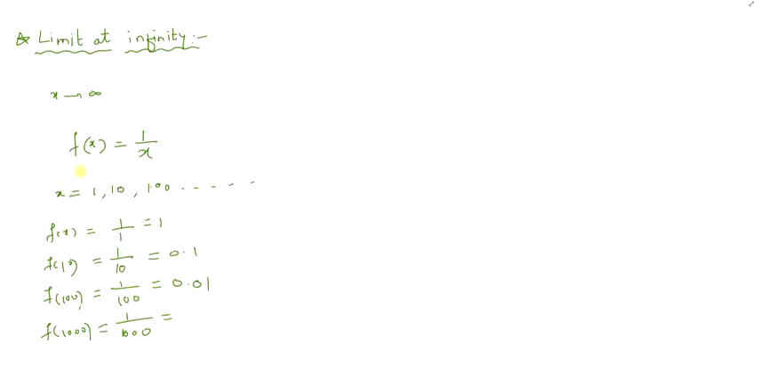You can see there f(x) is 1 by x, and these are the values of x, that is x is equal to 1, x is equal to 10, x is equal to 100, x is equal to 1000. So 1 by 1000 is equal to 0.001. So as x tends to infinity, f(x) tends to 0. You can see here, if we make a graph, let us see one graph first, then we will see the table.